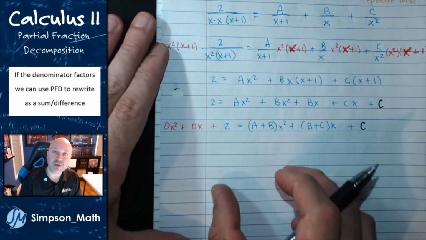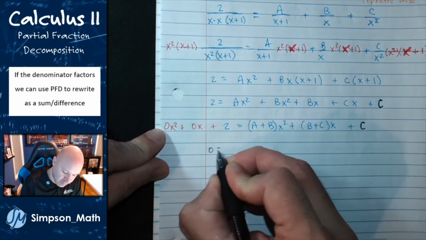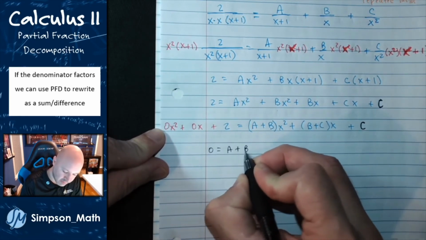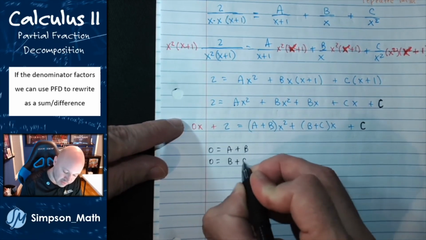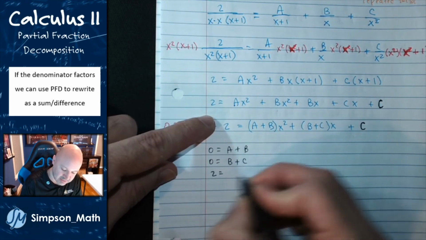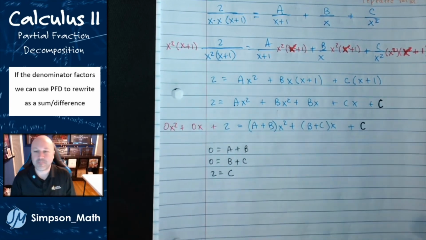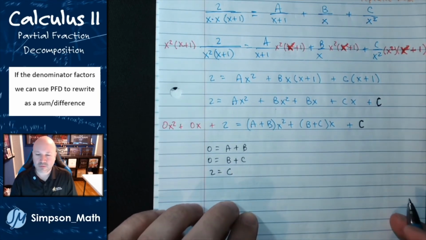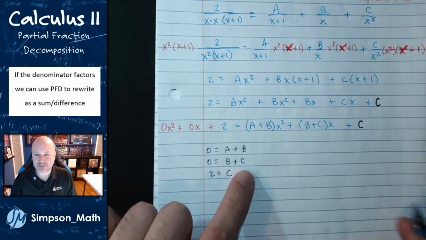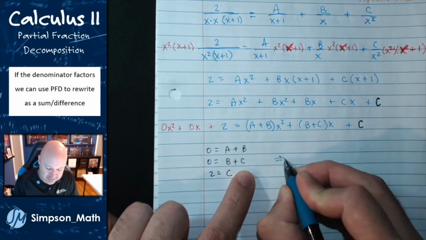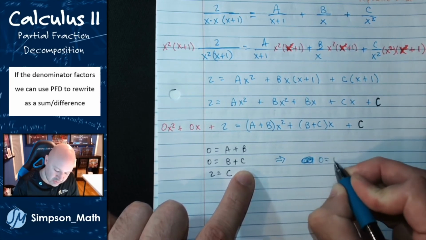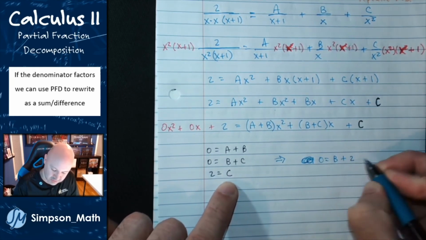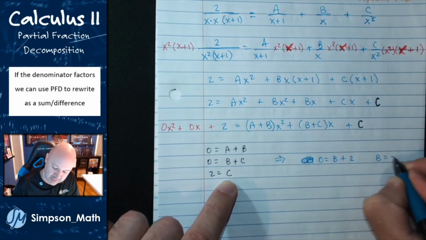But I'm going to set up 3 equations. 0 must equal a plus b. The coefficient of the linear term must equal b plus c. And my constant must equal the constant c. Alright, well if I know that c is 2, then I can plug c into this equation. 0 is equal to b plus 2, or b is equal to negative 2.